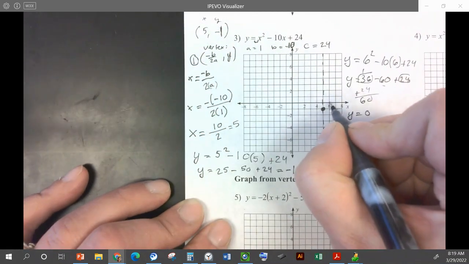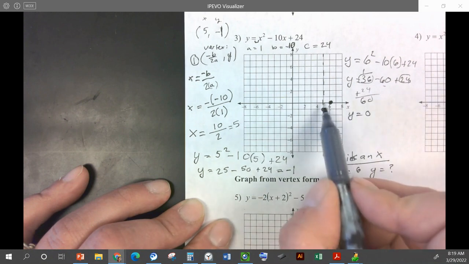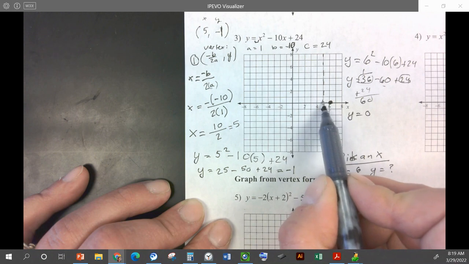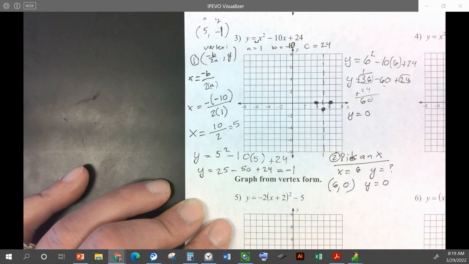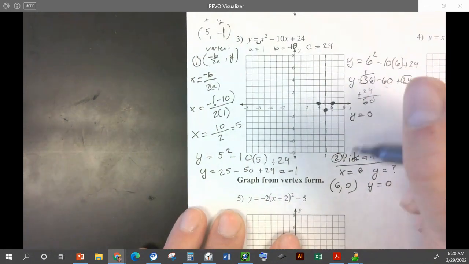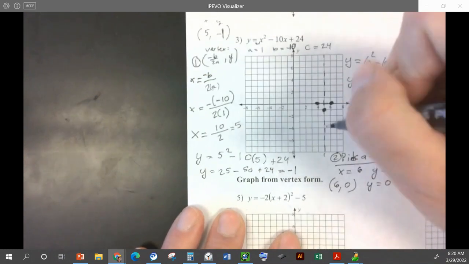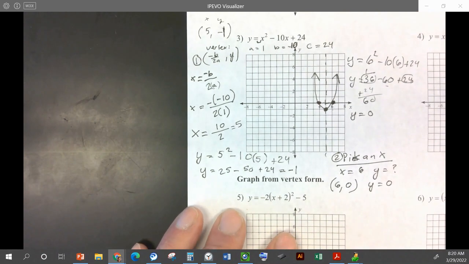So 6, 0. And then I can just use this axis of symmetry and rotate this point. So this point is 1 away. So I just keep going through 1 away from the axis of symmetry. Here's another point on my parabola. So that's like if I folded the parabola around the axis of symmetry, the points would line up. So then I draw my parabola in. Okay, questions on that one? So that's standard form. So you have 3 more that you can practice.